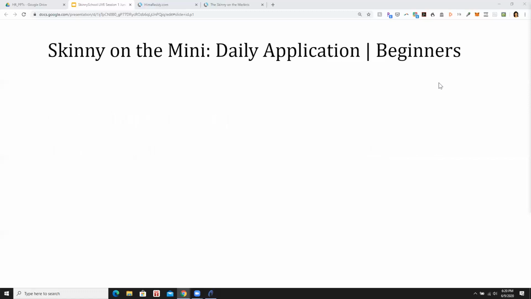Now, here's where I break it down. We're going to go through the daily application, whether you're a beginner, intermediate, or advanced. So a lot of the steps are the same. The ones that are different, I will highlight in my explanation. And then after this, we're going to get ready for session 2. For those of you live, that's tomorrow. For those of you with the recording, that's just a transition to a slightly different set of topics.